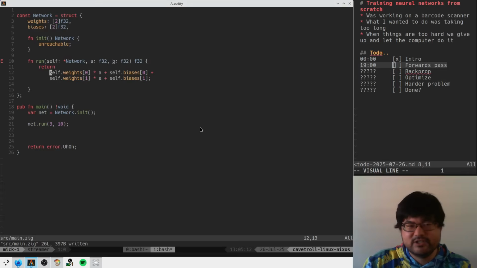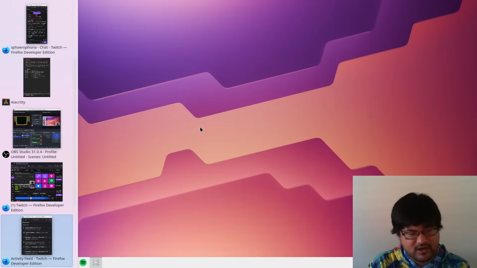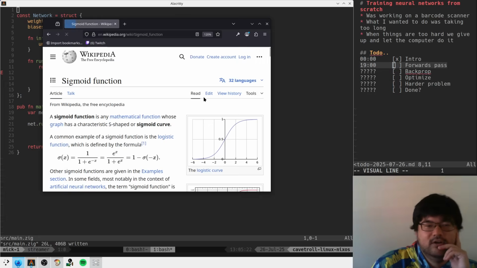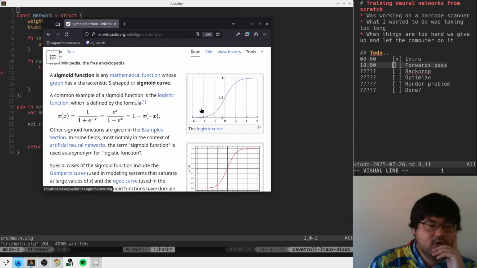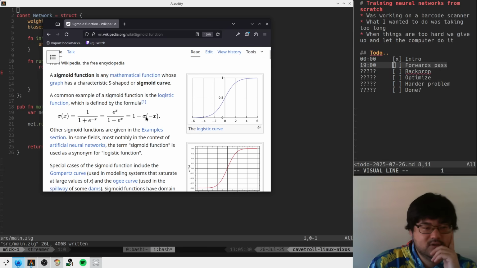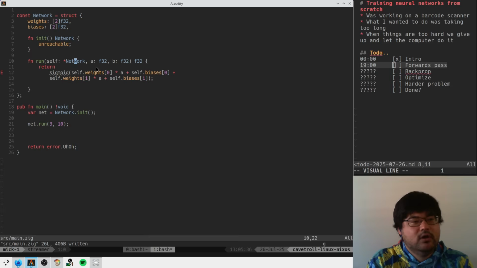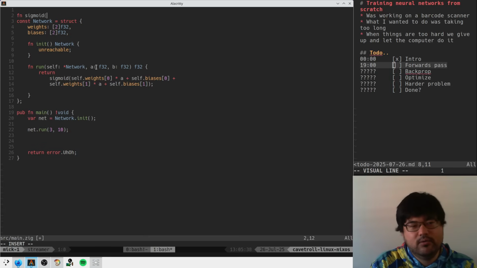this function, which is called sigmoid. What's sigmoid? Let's look it up. I don't know, man. Sigmoid: e to the x over 1 plus e to the x equals 1 minus sigmoid of negative x. Okay, sure. So we just pick one of these: 1 over 1 plus e to the negative x. I'm sure this will become more complicated later.